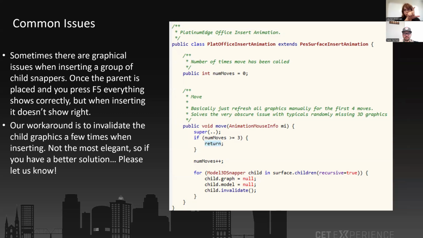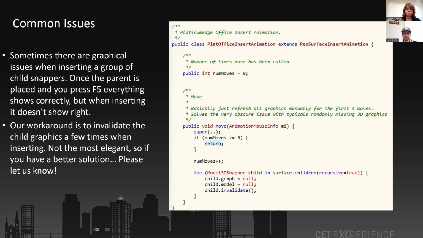But when you first click it and you're moving it in before you drop it into space, the children just wouldn't show up sometimes. You'd only have a couple, or it would only be the parent. And it was really weird. So we just had to make our own insert animation that, very ineloquently, invalidates the 3D for the first couple moves of your insert animation. And there's not a better workaround we found.